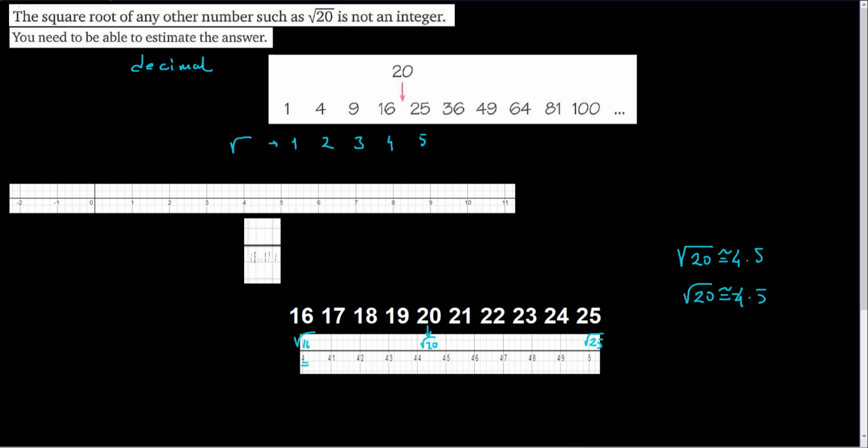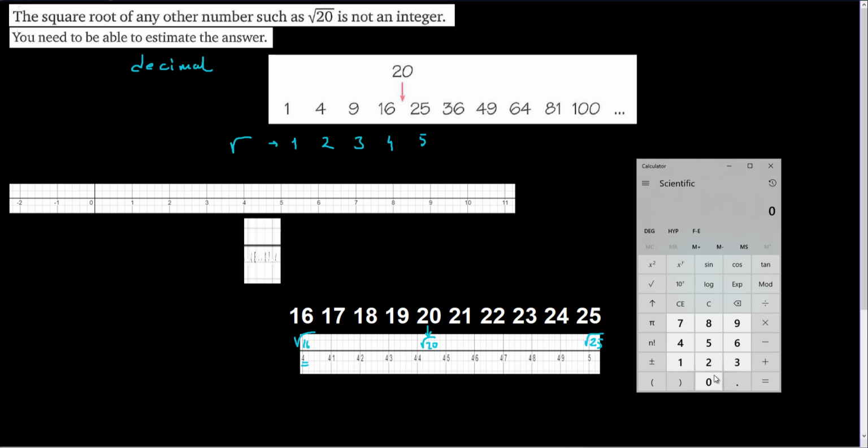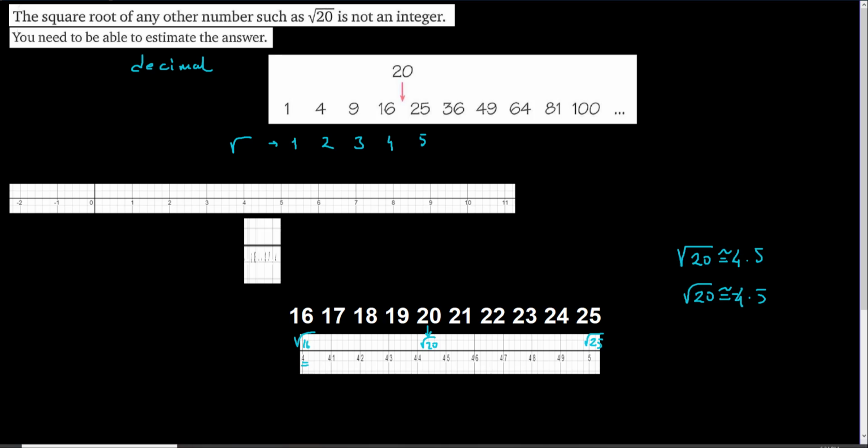If I use the calculator here, you're also going to see that the root of 20 is going to be 4.47, which I said is 4.5, quite approximately the answer. Again, I'm repeating, root of 16 is equal to 4, root of 25 is equal to 5, so the numbers between 16 and 25 should get a value between 4 and 5.